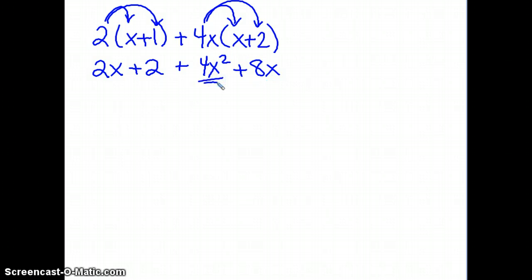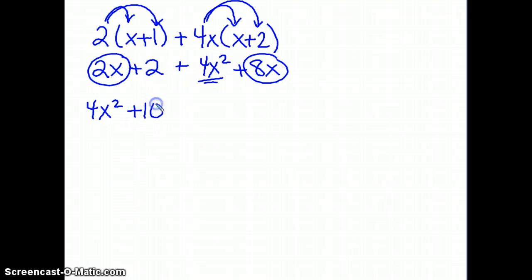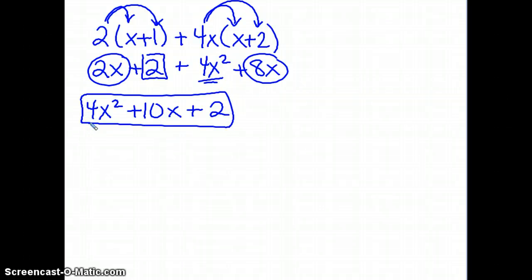Since this has the highest exponent, you put that first, 4x squared. Then I note that there are 2 values that have an x, so that's a total of 10x. And there's only one value of a single digit left, and that's 2. So I get plus 2. So this is my simplified version, and on your quiz, you had to prove that that was either equal to something or not equal to something else.